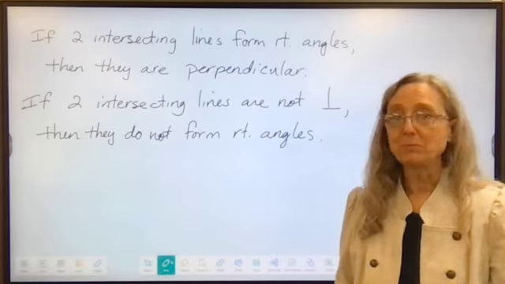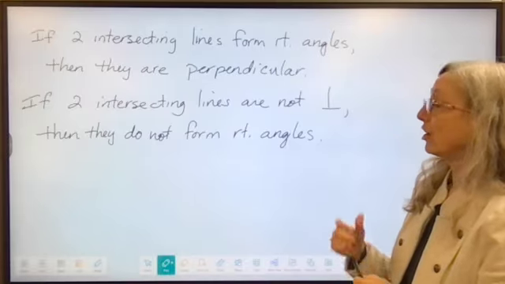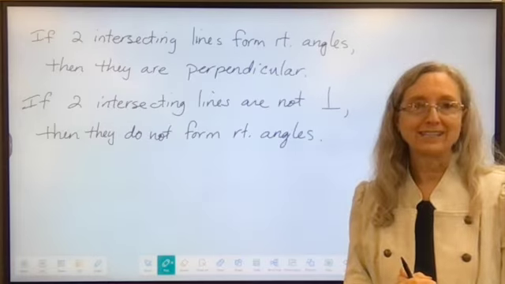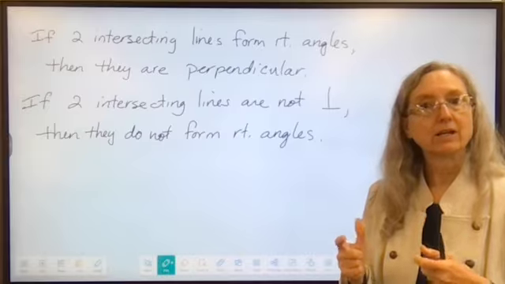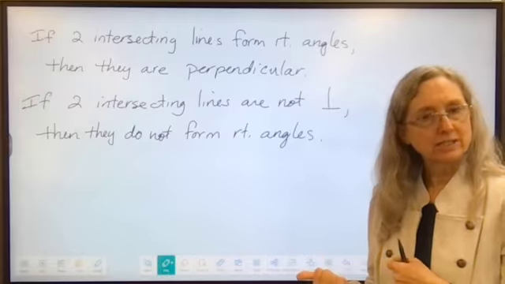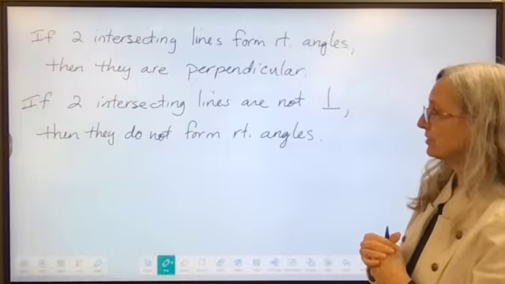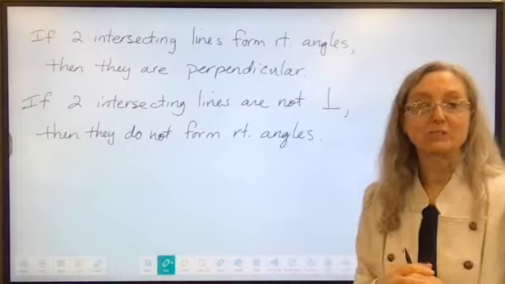Okay, here's what I came up with. I switched them and I started with, if two intersecting lines are not perpendicular, then they do not form right angles. Notice I switched them and made both of them negative, or the opposites. Is this true? If two intersecting lines are not perpendicular, then they do not form right angles? Yeah, both of these statements are true.